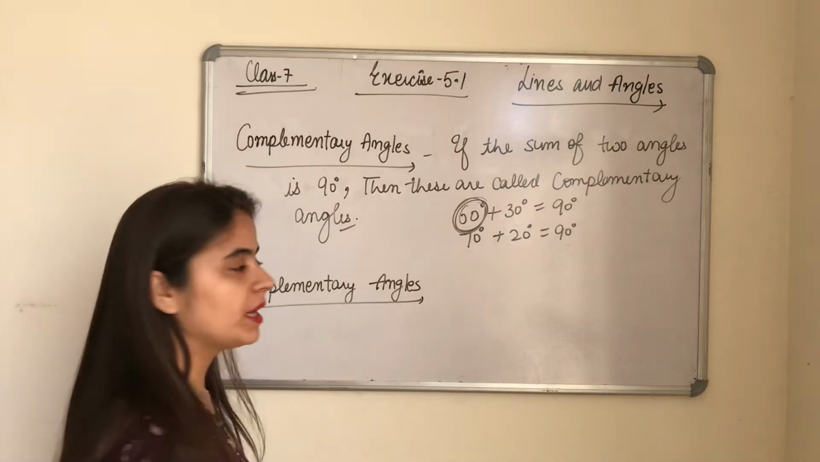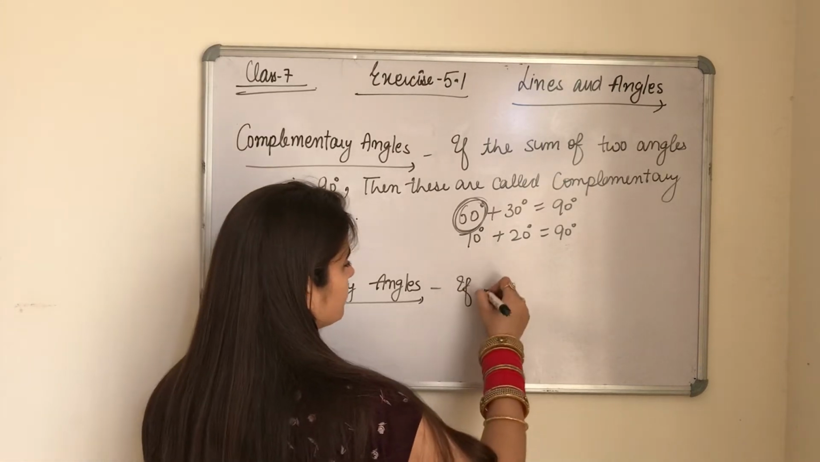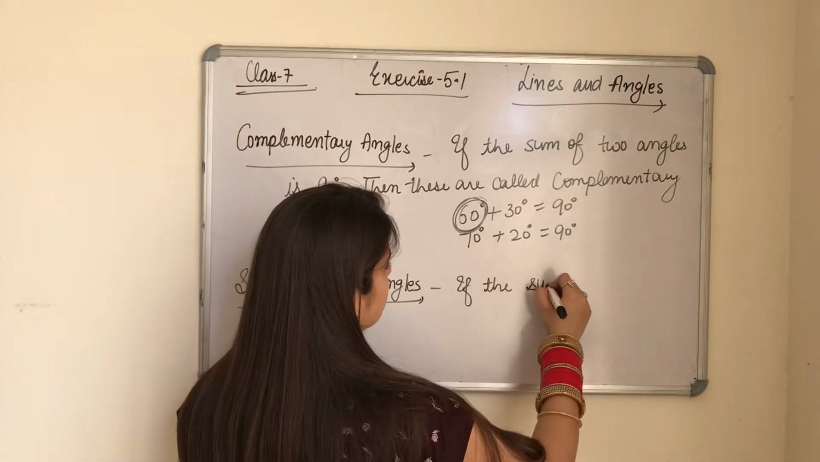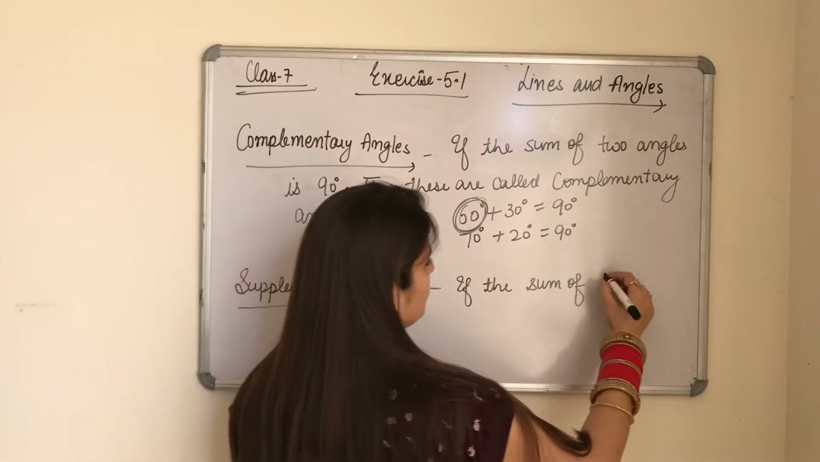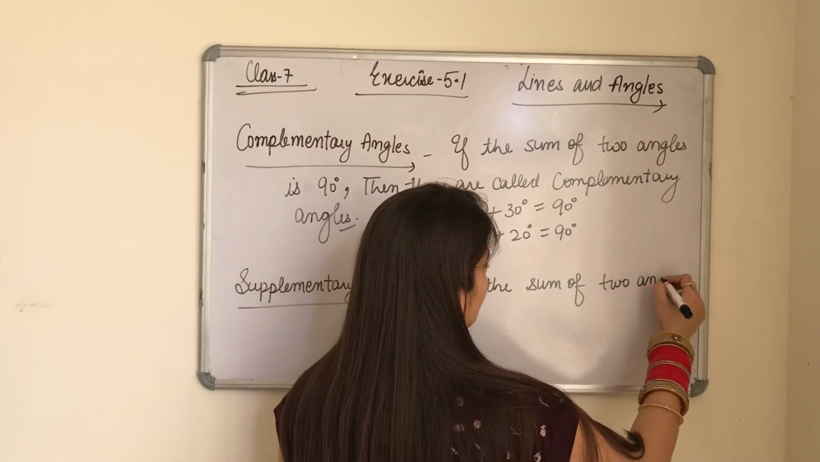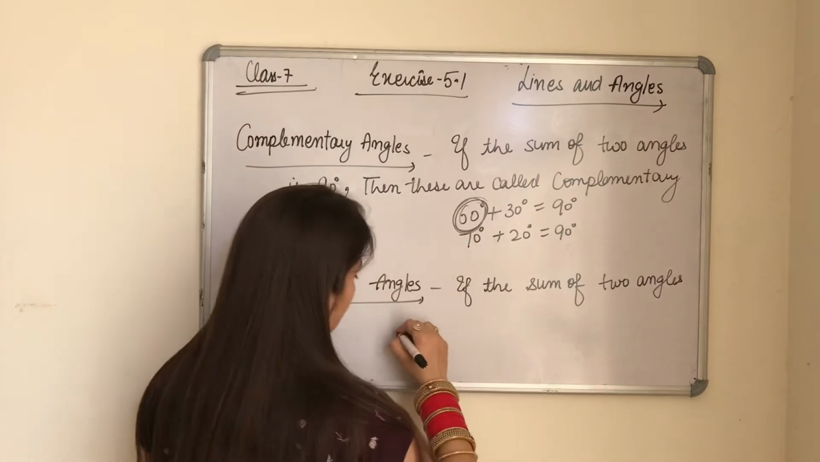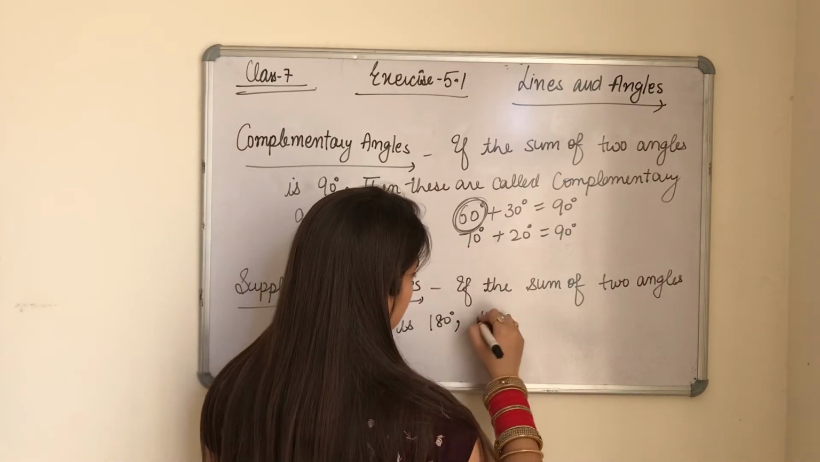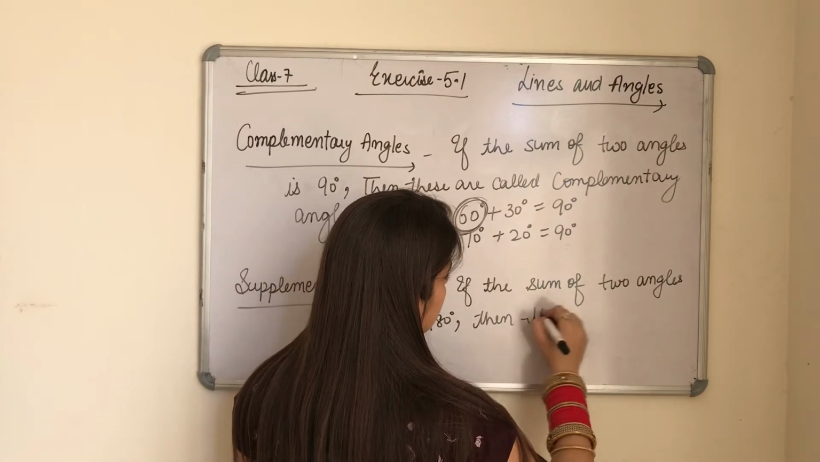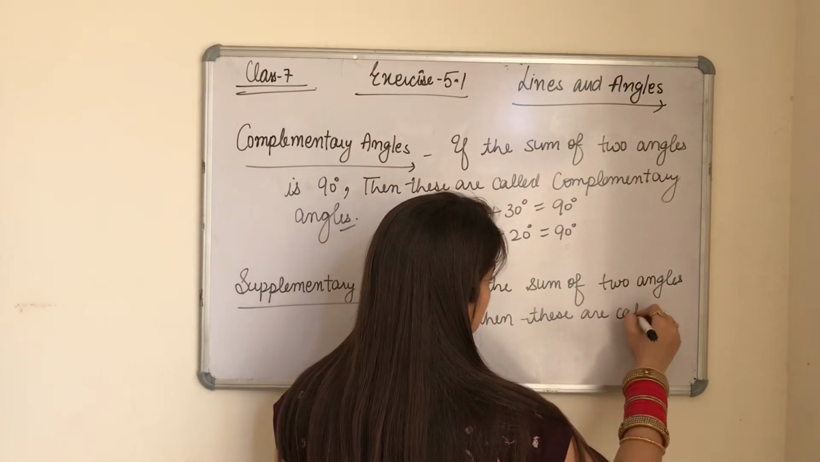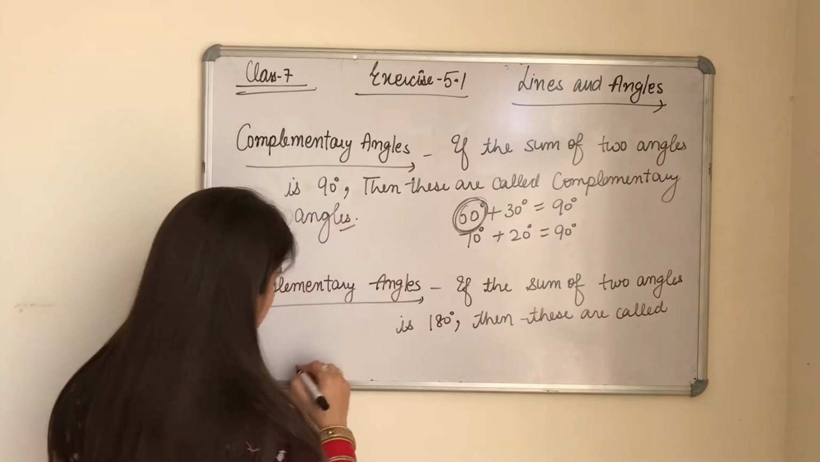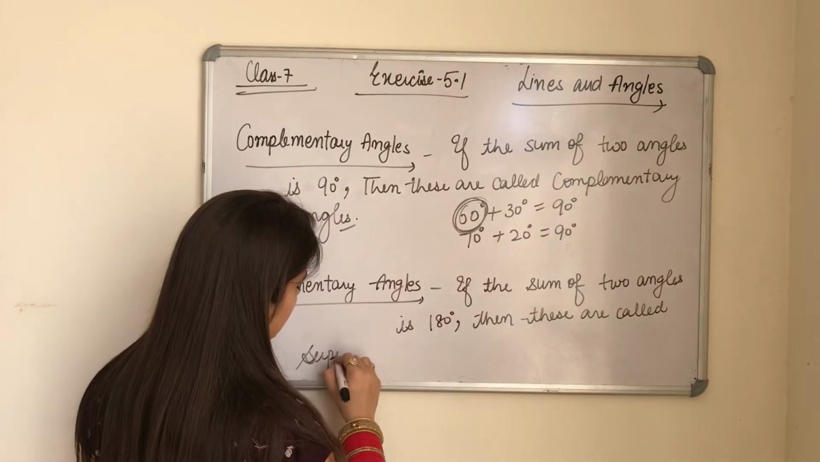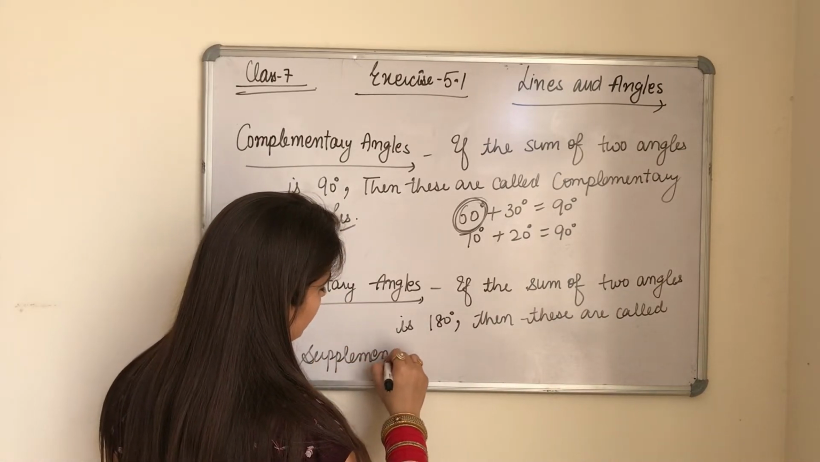Come to the supplementary angles. If the sum of two angles is 180, then these are called supplementary angles.